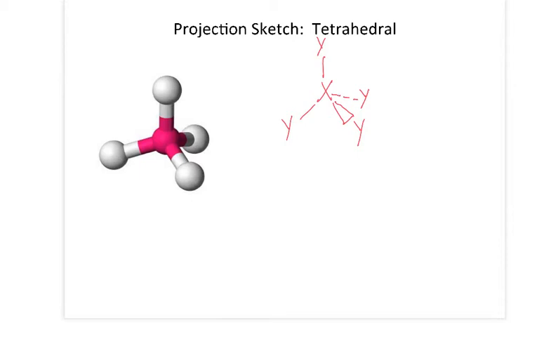Now in our case, we have PF3, which had a tetrahedral electron geometry, but a trigonal pyramidal molecular geometry. One of these bonded atoms is replaced by a lone pair. So when you draw the projection sketch, you could pick whichever one of these you want to and just leave it off. When I draw these, I typically leave off the one I've drawn on the top here. And so if I were to draw a projection sketch for PF3, I would draw it like this. And again, I've left off the lone pairs as I usually do in these projection sketches.